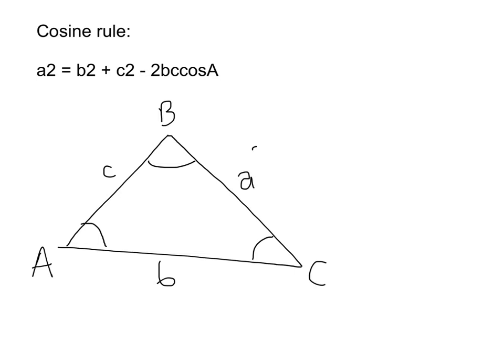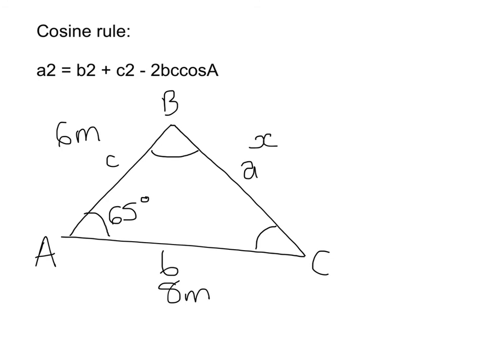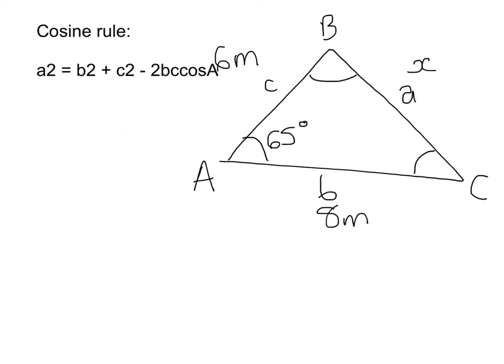So we'll call this one x, this one 6 metres, and this one 8 metres. And of course we need an angle, and we'll call this angle here 65 degrees. Just move that up here so we've got a bit more room. So let's substitute into our formula. Well, first of all, we need a squared, which is of course this value here. So we've got x squared equals b squared. Well, that's 8 metres, so 8 squared plus c squared, which is 6 squared.